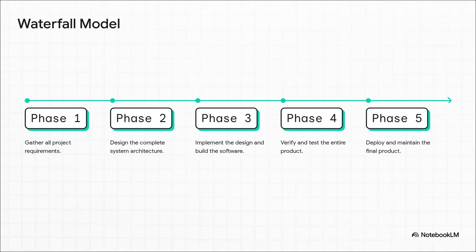For a long time, software was built using what's called the waterfall model. It's very linear. You do step 1, gather all the requirements. Then you finish that and move to step 2, design. Then implementation, then testing. You can't go to the next phase until the previous one is 100% complete. It's very structured, but it's not very flexible. If you find a design flaw during testing, going back is a massive pain.